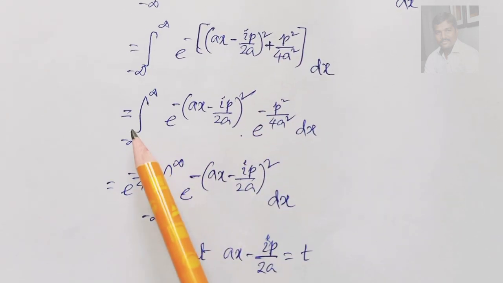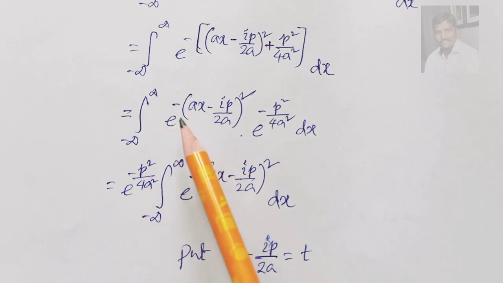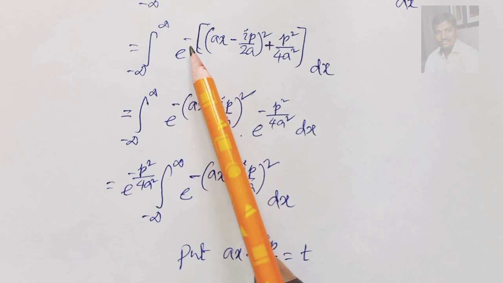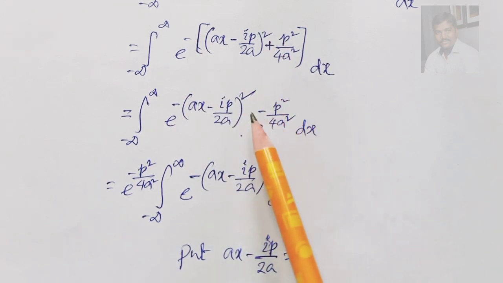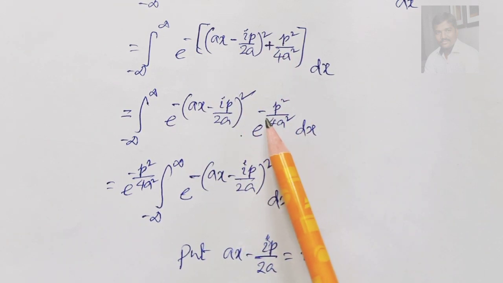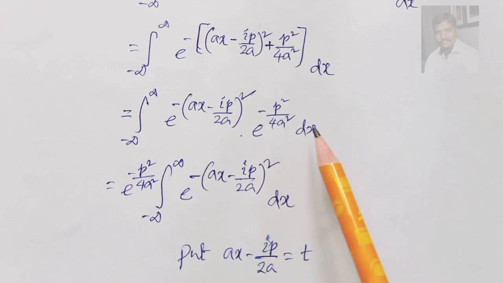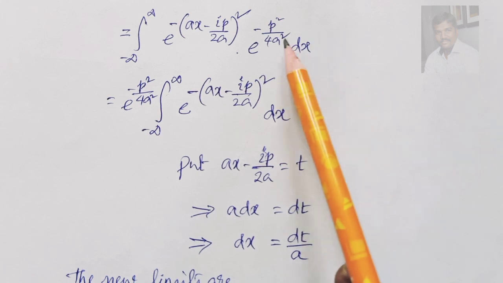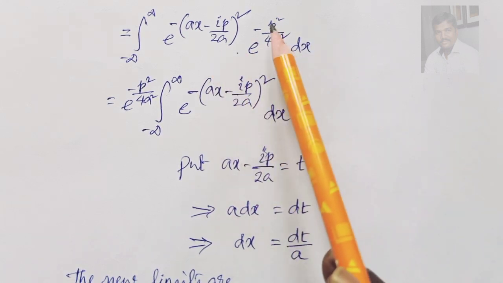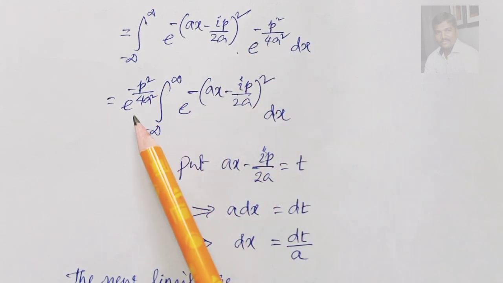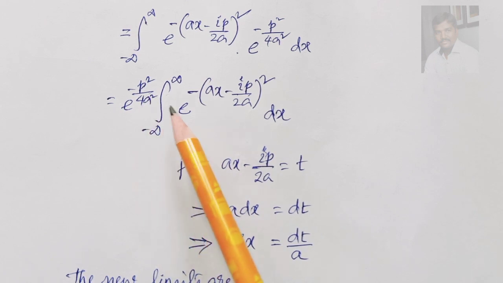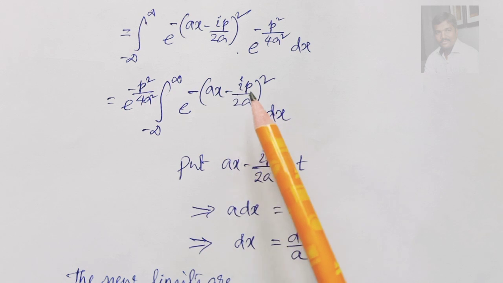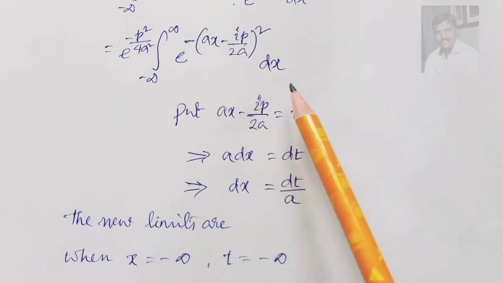Now this is equal to the integral from minus infinity to infinity of e power minus of (ax minus ip by 2a) whole square, and take this minus and apply it to the other term and separate them. There I get e power minus p square by 4a square, dx. Since it is with respect to x, it is a constant, so you can take it out: e power minus p square by 4a square into the integral from minus infinity to infinity of e power minus of (ax minus ip by 2a) whole square dx.